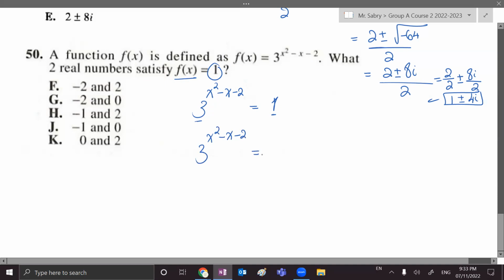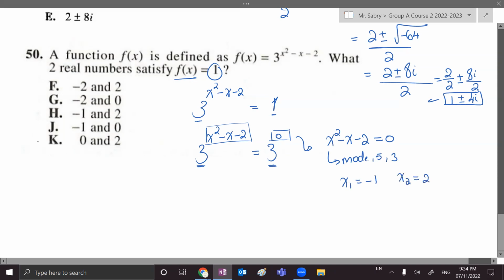How can I make them 3 to the power of something? I'll change the 1 to make it 3 to the power of 0, since anything in the world to the power of 0 equals 1. So instead of the 1, I'll put 3 to the power of 0. Now since this base is equal to this base, that means this power is equal to this power, which takes me to another equation: x squared minus x minus 2 equals 0. Now I can solve this right away with a calculator using Mode 5 3. That would get you x1 equals negative 1 and x2 equals positive 2, which means that H is the correct answer.